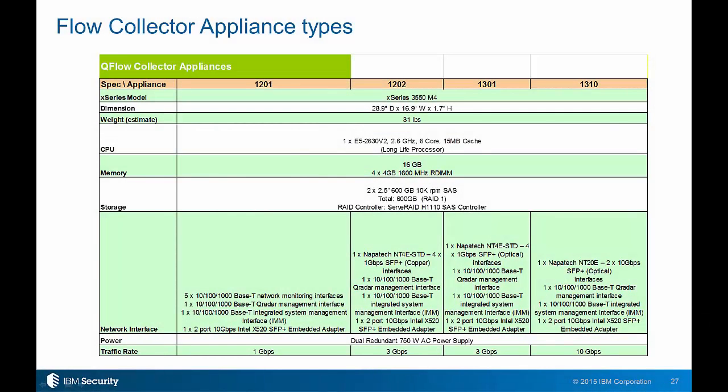Flow collectors are similar in many aspects of their hardware configuration. Flow collectors differ mainly in what type of network interfaces they have, such as NAP cards, and the traffic rate they can handle. For example, the lower-end 1201 appliances can handle traffic rates up to 1 gigabit per second. The higher-end appliances, the 1310, can handle traffic rates of up to 10 gigabits per second.